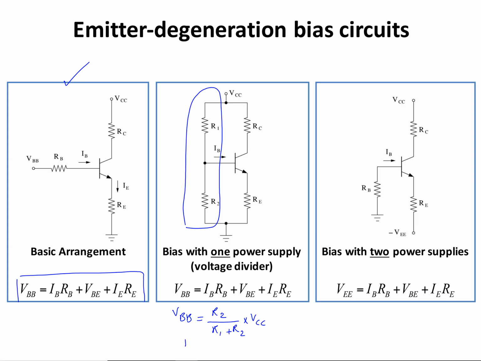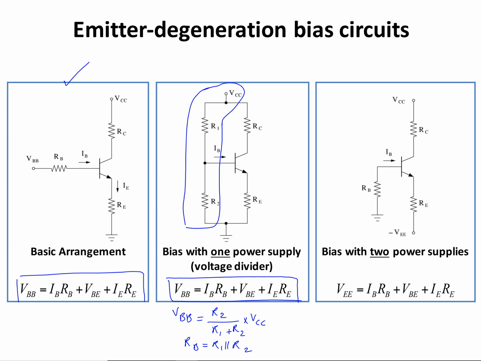So, RB is equal to R1 in parallel with R2. These are the parameters in this KVL equation. We already saw how to find the Thevenin equivalent of this voltage divider circuit. Let me expand this one, so this includes this VCC.